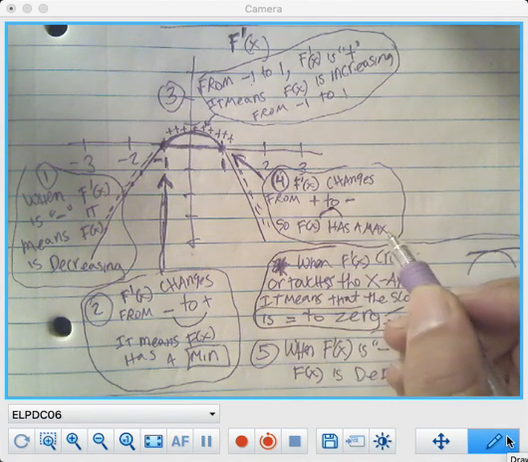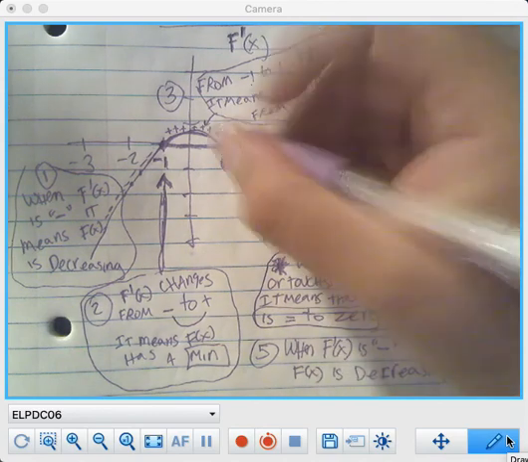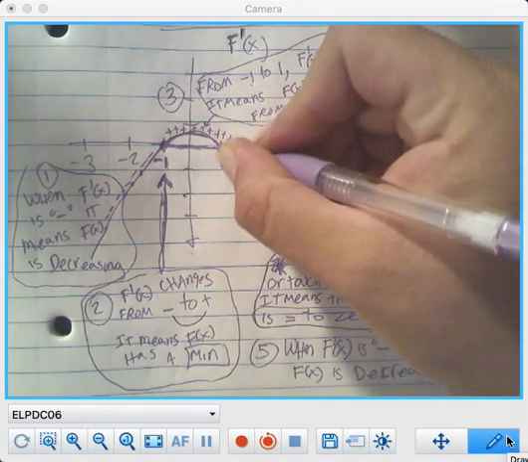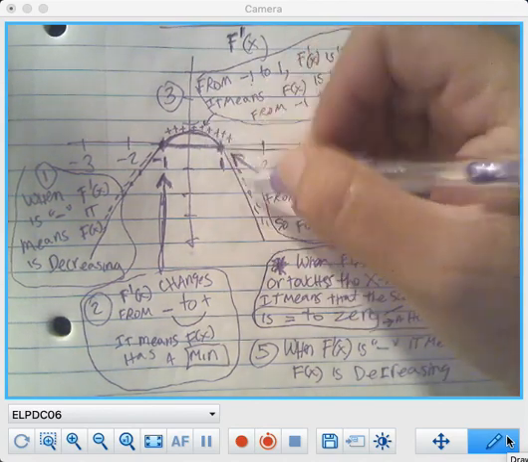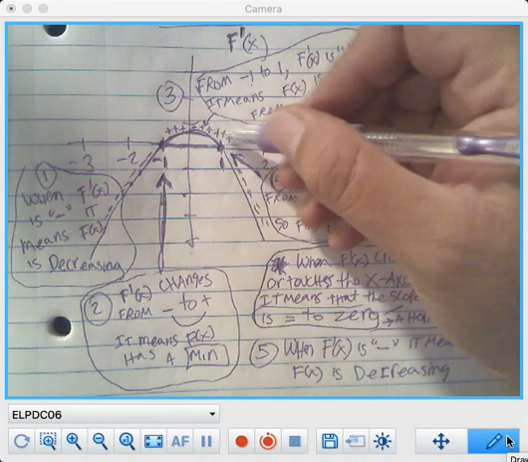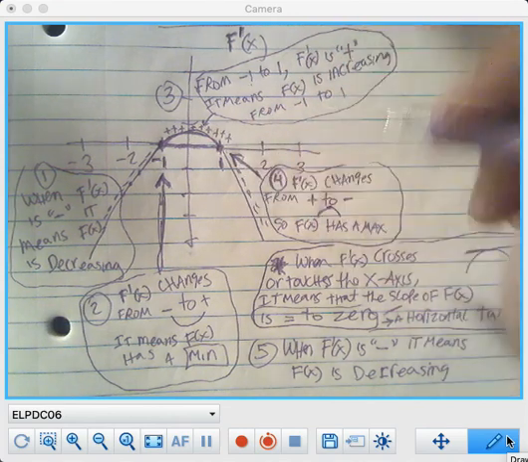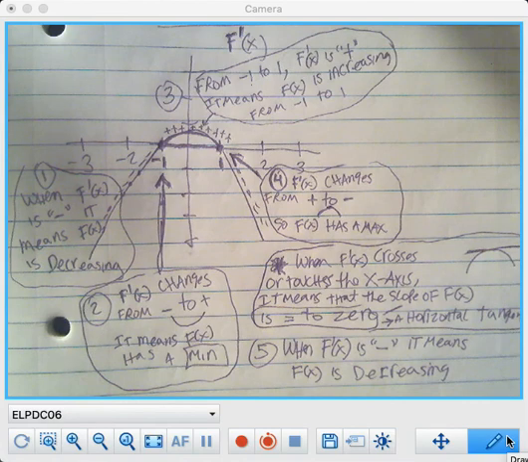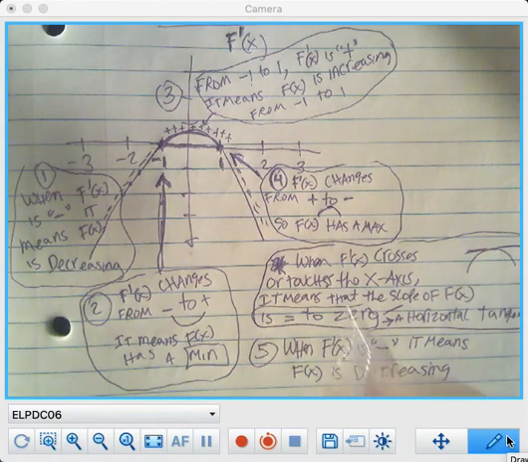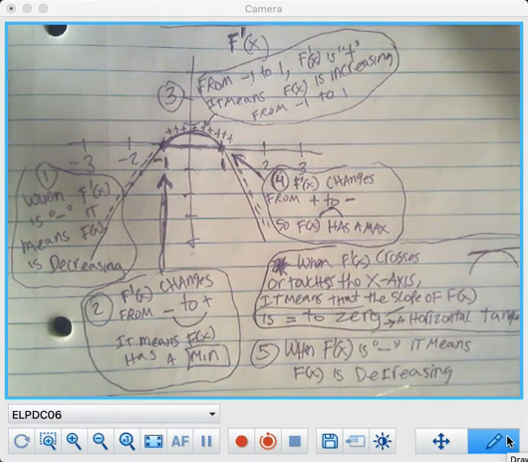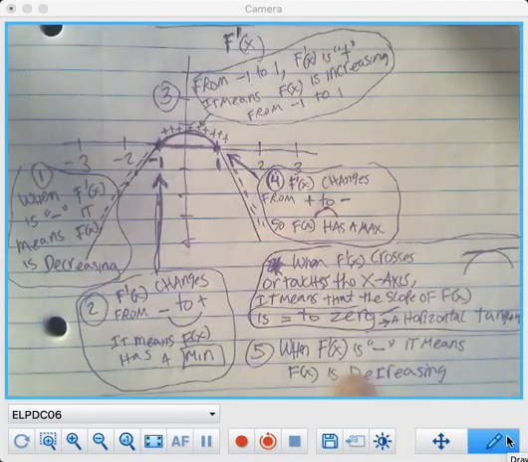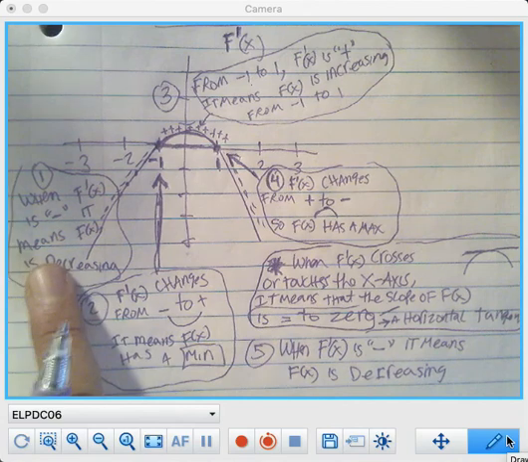So where does the max happen? At x equals 1. How do we know? This is the derivative, and the derivative changes from positive to negative. That's number 4. Now I'm going to jump to number 5, because number 5 is exactly the same thing as number 1.